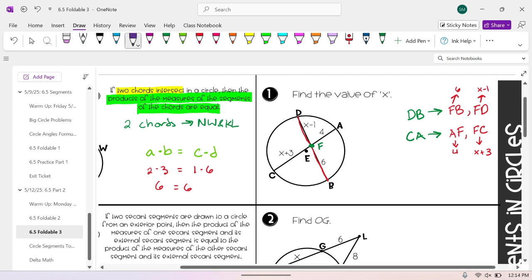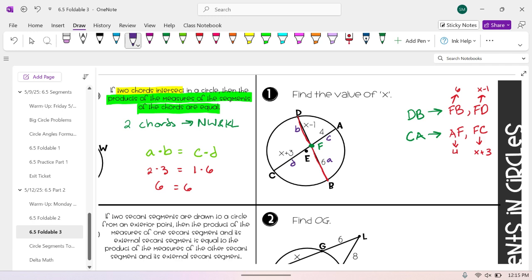So to make it easier, let's label these. So let's say that 6 is A, X minus 1 is B, 4 is C, and X plus 3 is D, all lowercase. So remember, we know that A times B is equal to C times D. In other words, two pieces of one chord multiplied together is equal to the product of the two pieces of the other chord. So how do I set up my equation using that piece of information?